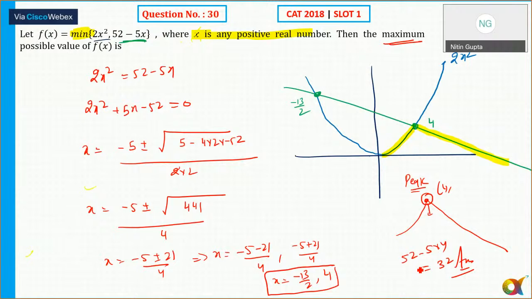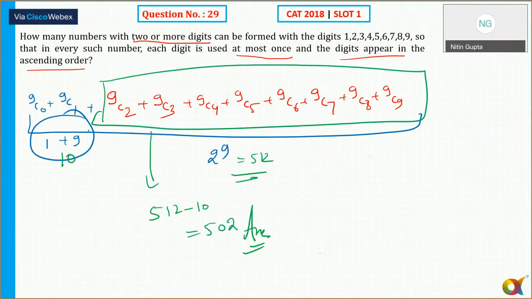So I hope that now it is clear to all of you. Question number 30. Okay. Now I'm going back to question number 29 just for a minute. So Damini has a doubt.